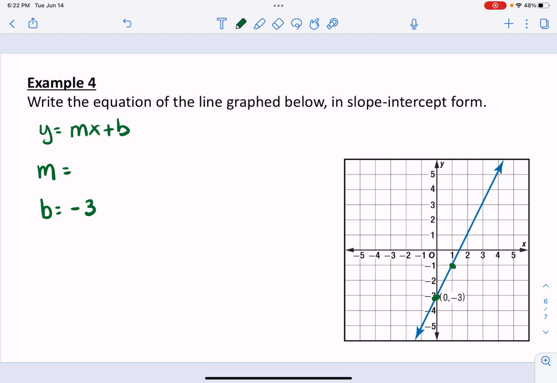So I go up 2, right 1. So my rise is 2, my run is 1. So y equals, my slope is 2, 2x minus 3. And that is my video on graphing lines in slope-intercept form.